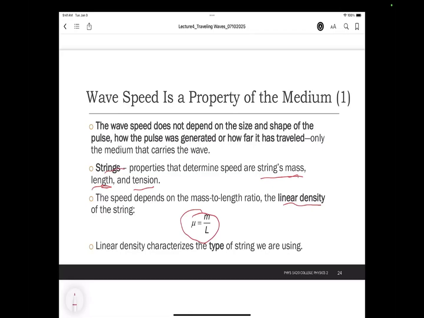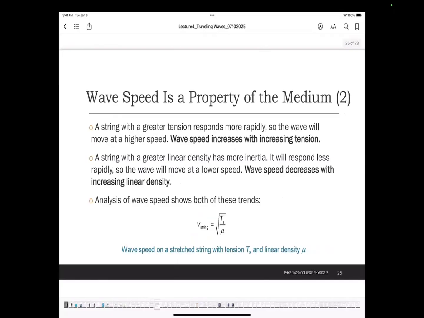The linear density characterizes the type of string we're using. For example, you use a plastic string or an iron string or some other material string. Those strings' linear density can be decided by the mass to length ratio. Also, the speed is determined by the tension, and a string with a greater tension responds more rapidly, so the wave will move at a higher speed.